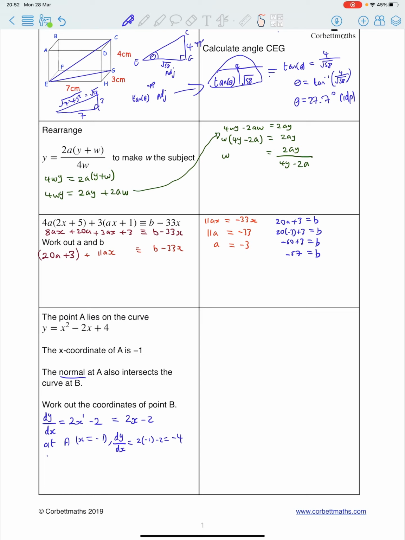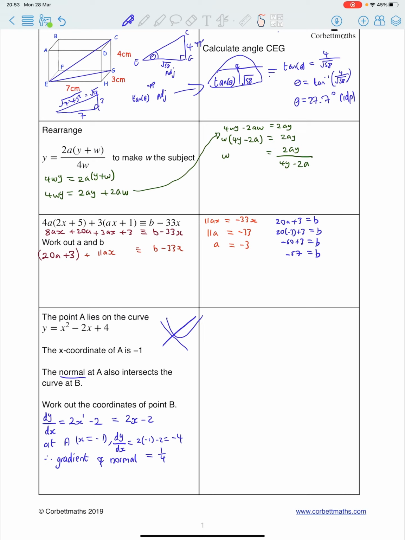So therefore, the gradient of the normal means at right angles. So the tangent would have a gradient of minus 4. So if I do a rough curve, the tangent would have a gradient of minus 4. Therefore, the normal would have a gradient of a quarter, the negative reciprocal. So the gradient of normal equals a quarter.